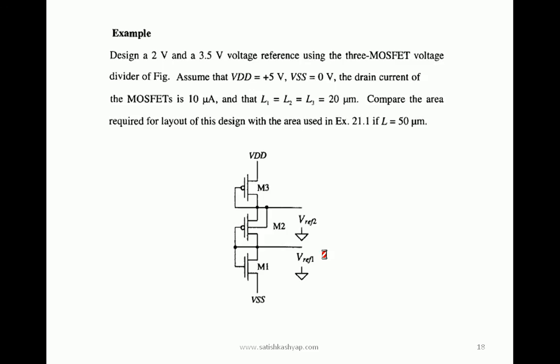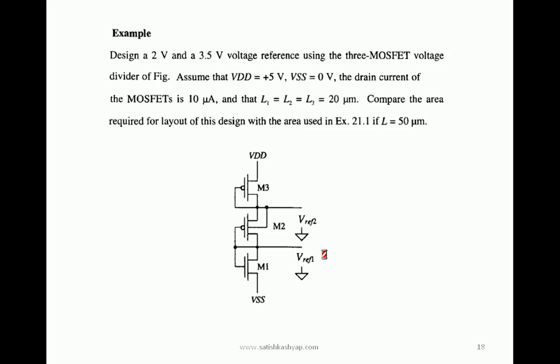We will solve one example based on this dual voltage reference. Design a 2 volts and a 3.5 volts voltage reference using the 3 MOSFET voltage divider of the figure shown. This is the circuit diagram given. For that one we are designing a 2 volts and 3.5 volts voltage reference. Assume VDD is plus 5 volts, VSS is 0 volts. The drain current flowing through the MOSFETs is 10 microamperes and all lengths are going to be equal to 20 micrometers.